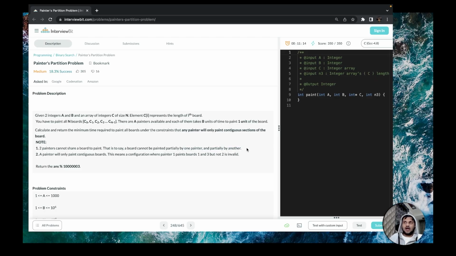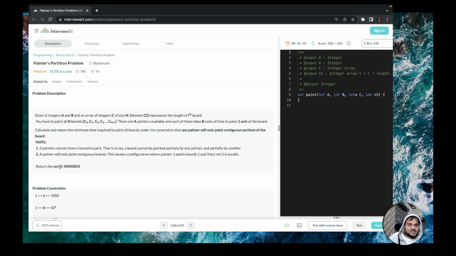So you cannot have half a unit of the board painted by one person and the rest painted by someone else. A painter will only paint contiguous boards. This means a configuration where painter 1 paints board 1 and 3, but not 2, is invalid. It's not like you can paint the first board and directly the third board without painting the second board. This configuration is not possible. If you want to paint the third board and the first board, then you are bound to paint the second board also, so that contiguity is maintained.